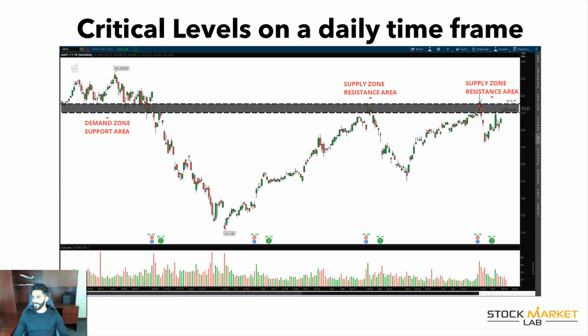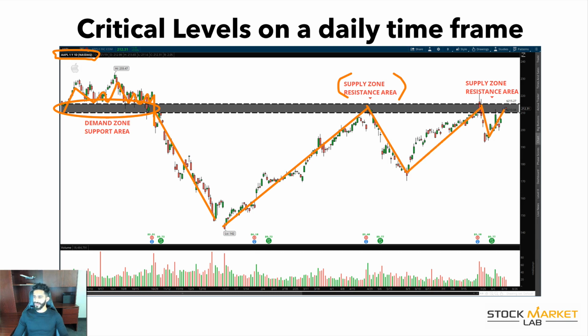Now, if you look right here, we have critical levels on a daily time frame for the stock Apple. I've shown you this chart multiple times. I'm going to show it to you again. You can see a demand zone, meaning support area, support multiple times. Once that demand area broke, what happened? The stock flushed down. That same demand area is now resistance, meaning supply zone. It pulls back. That same level is now a supply zone.